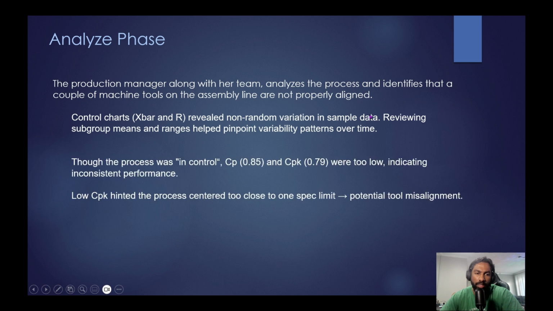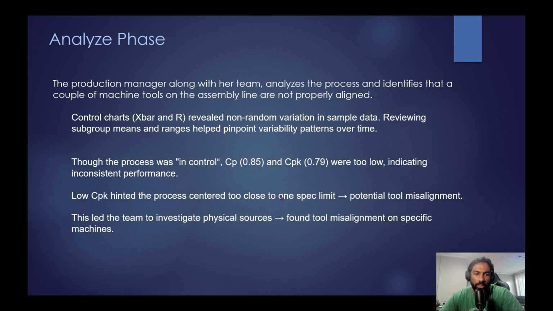And when we looked at the process capability analysis, although the process was in control, the CP and CPK values were too low, indicating inconsistent performance. Also, the low CPK hinted that the process was centered too close to one spec limit. This usually happens when there is a potential tool misalignment. This led the team to investigate physical sources, and that's how they found tool misalignment on specific machines.